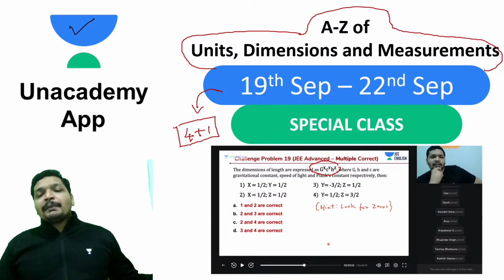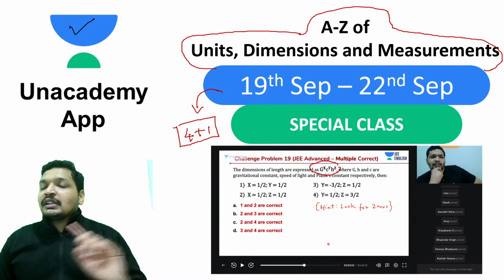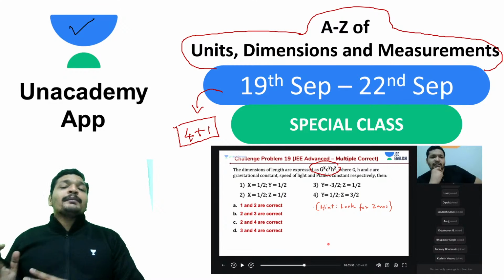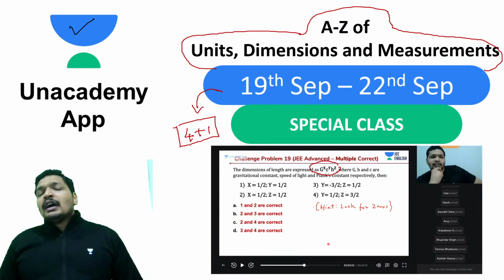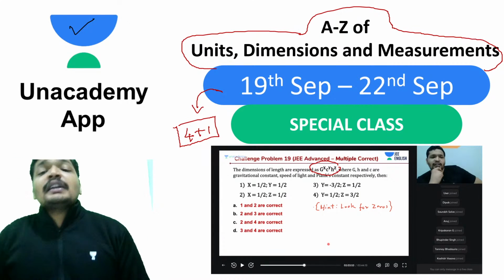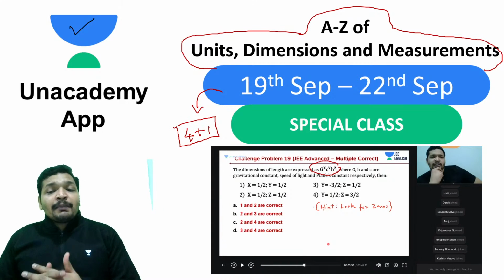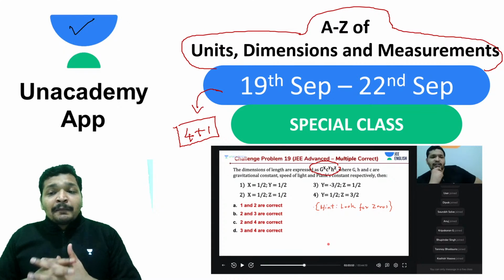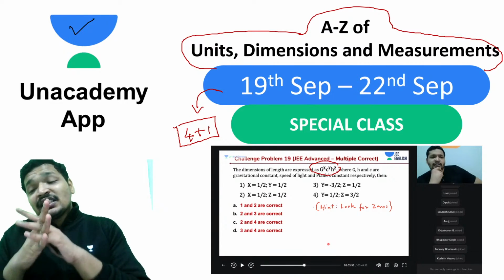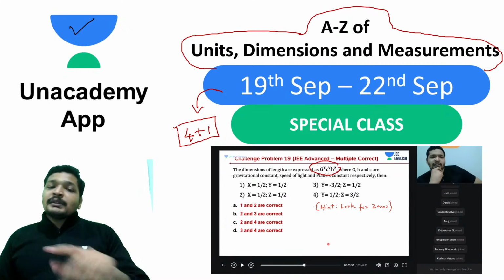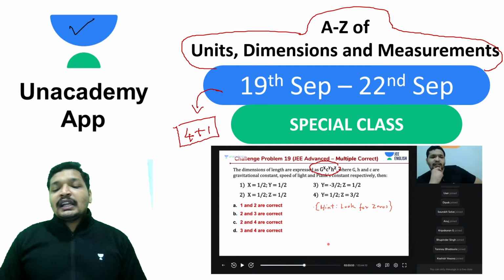You wouldn't notice a single paper of JEE Mains without units, dimensions and measurement questions. And in fact, one more important thing, this is for everyone, and especially for 2021 aspirants: you can make use of dimensional consistency to solve many problems in your exam. To come up with the solution in JEE Mains, even in JEE Advanced, it is possible. So don't miss out the opportunity of doing the dimension analysis.